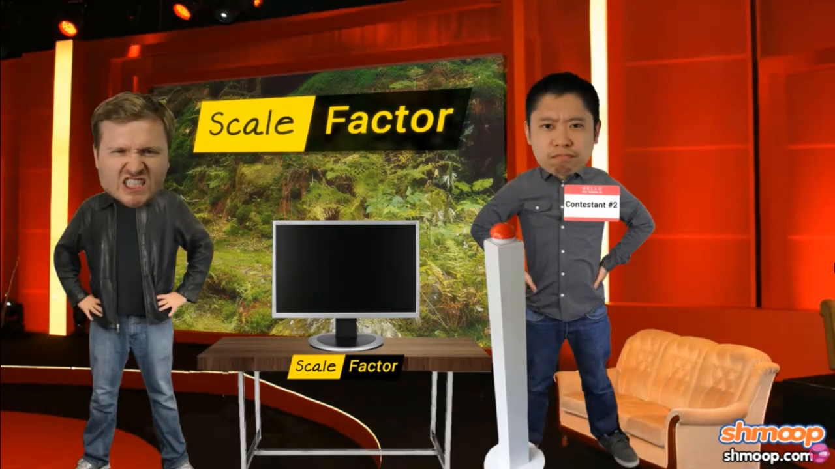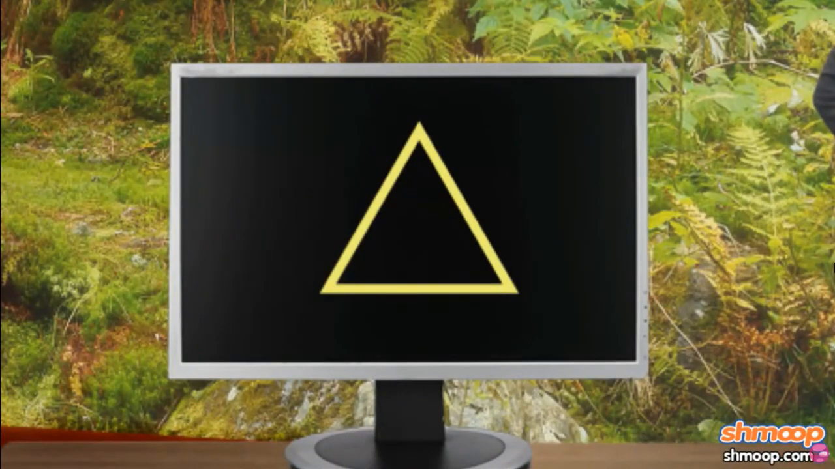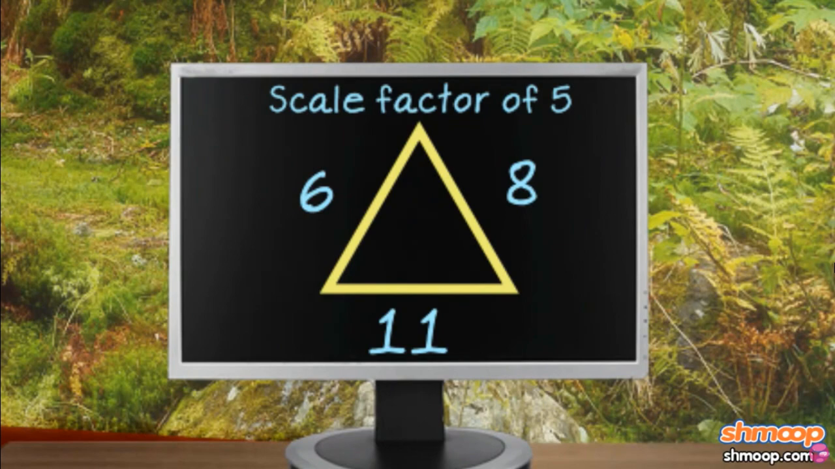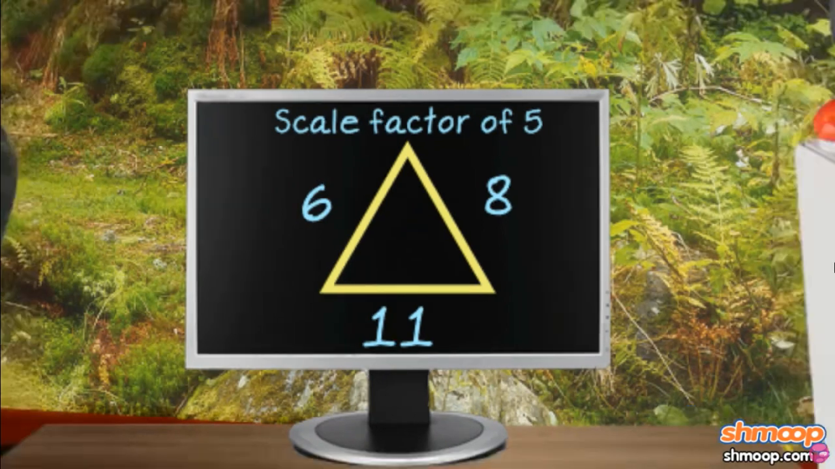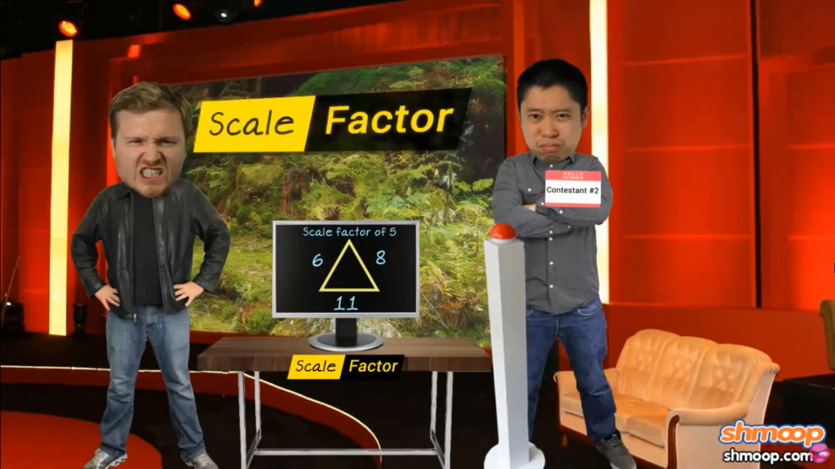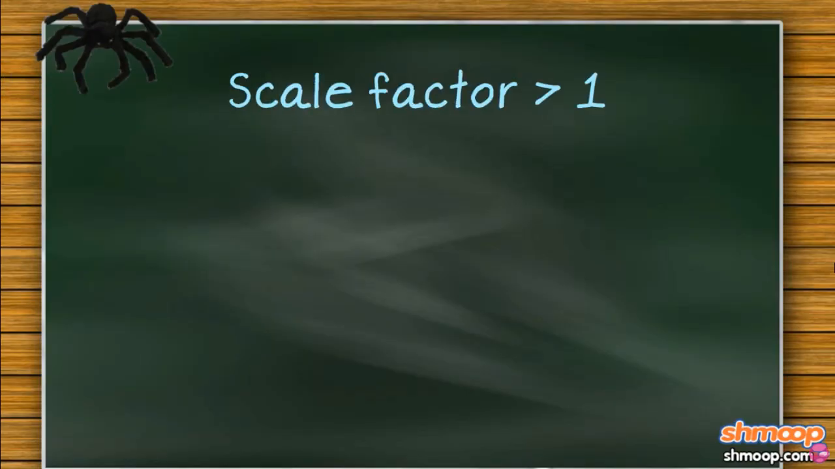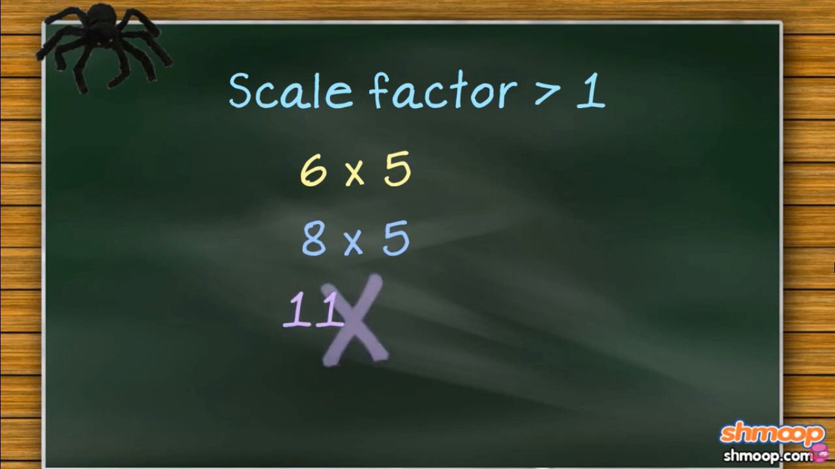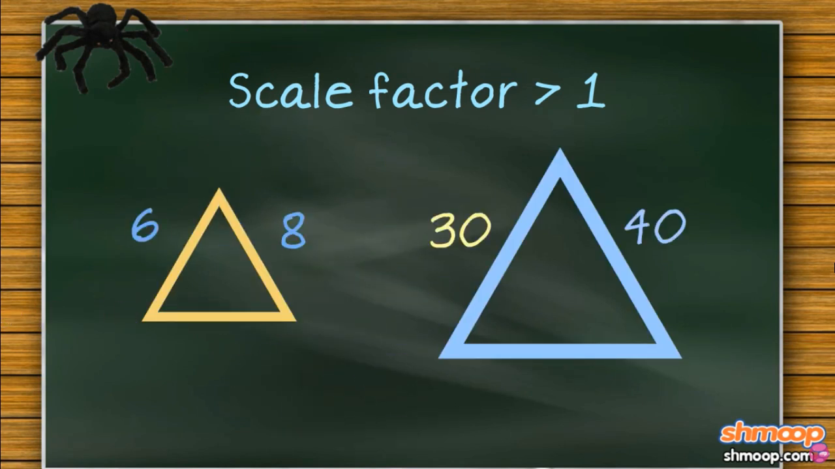Okay, contestant number 2. We're giving you a triangle with side lengths of 6, 8, and 11, and a scale factor of 5. What's your new shape look like? Oh, that's a shame. Dilly-dallying cost you there. When we have a scale factor of over 1, you simply multiply the dimensions of your shape by that number. So here you should have gotten a triangle with sides 30, 40, and 55. That's a big one. All right, let's find out if contestant number 3 can take advantage of his opponent's sluggishness.